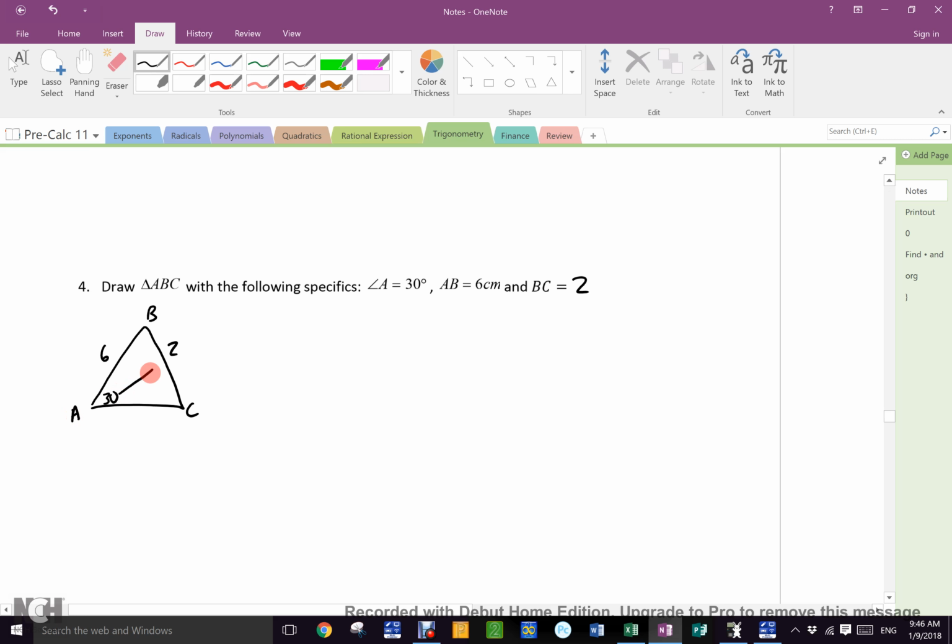So what would we do? We'd do the same crisscrossing that we did before. 2 over sine 30 equals 6 over sine C. And then you would do the math. What happens when you do the math? Now I want you guys to do this one.